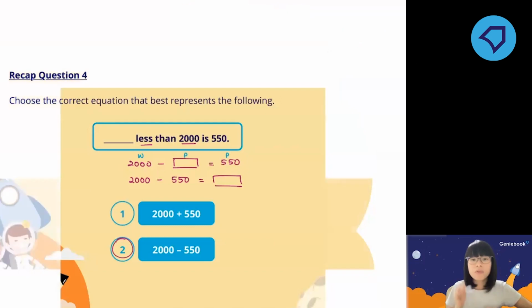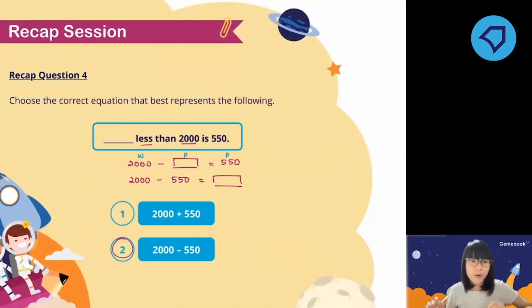So it is very, very important that you know how to interpret this into an equation so that you know when you need to do addition or subtraction. Okay, so again, for example, for those of you who choose option number 1 for this question, 2,000 plus 550 is equal to 2,550. Then you have to put the number back in. 2,550 less than 2,000. Does it make sense to you?